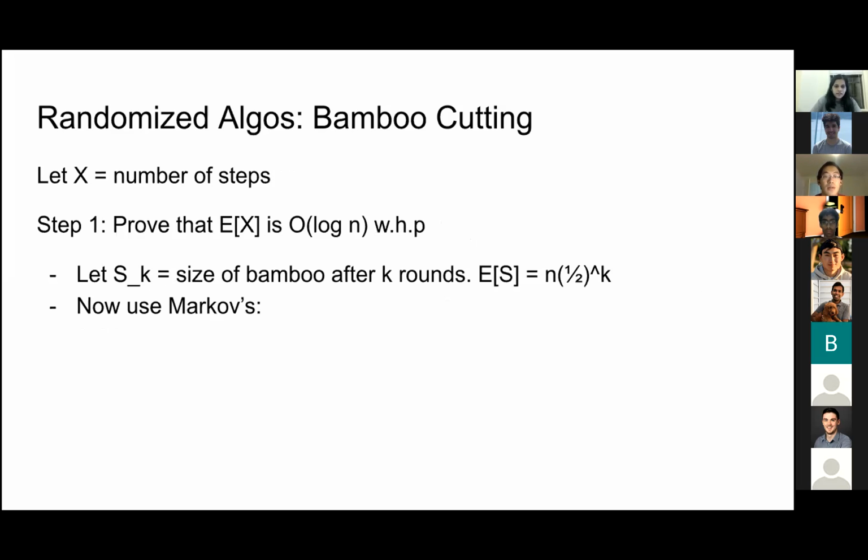Okay. So then let's let S of k be the size of the bamboo stick after k rounds. Then using induction and the claim that we made in the last slide, we know that the expected value of S of k is n times 1/2 to the k. Okay, so then how would we show that the expected value of x is O of log n?